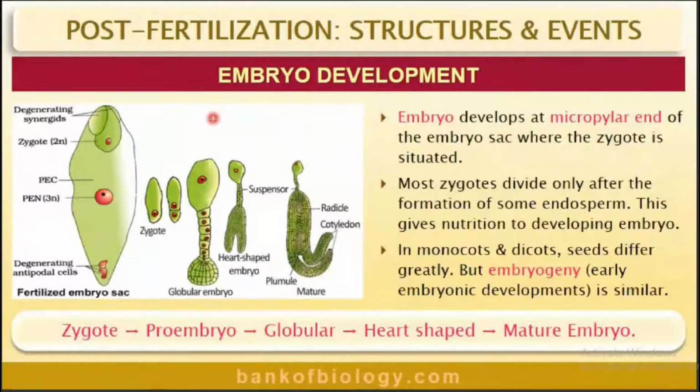Next is about the embryo development. This embryo is developed from the zygote. The zygote undergoes repeated divisions. First, a pro-embryo is produced from that zygote. Later, it changes into a globular embryo and heart-shaped embryo. Finally, it changes into a mature embryo. So embryogeny means development of the embryo from the zygote.